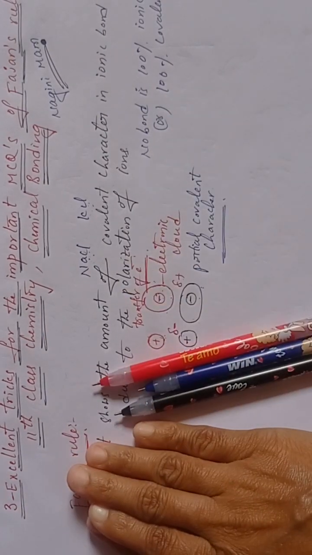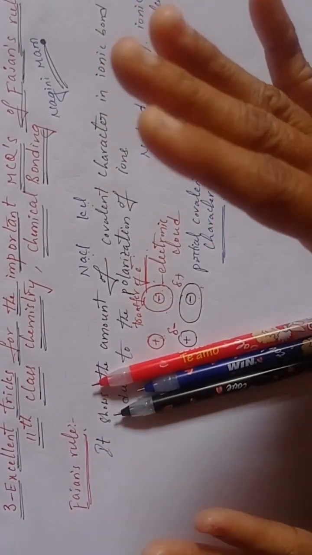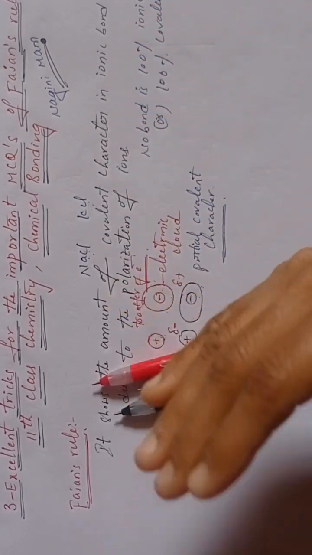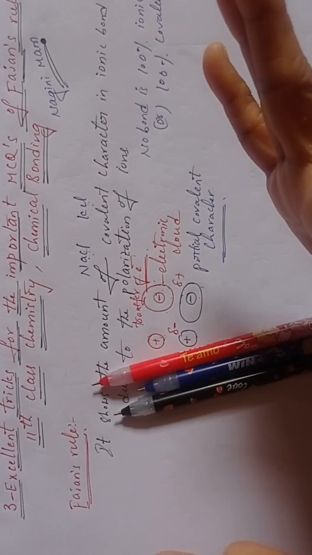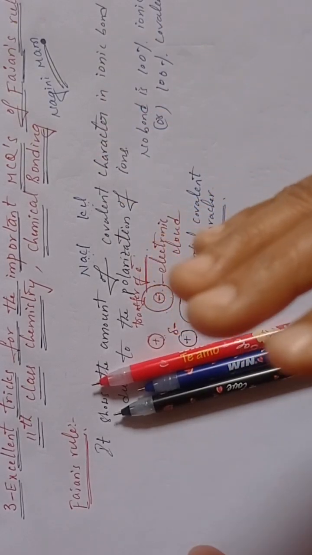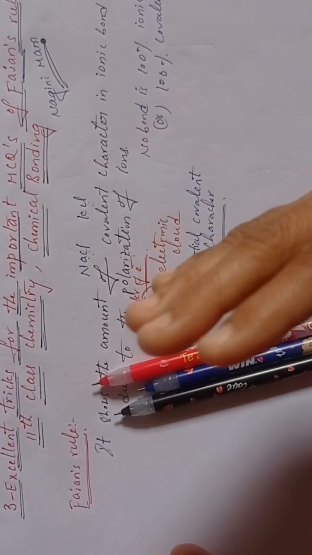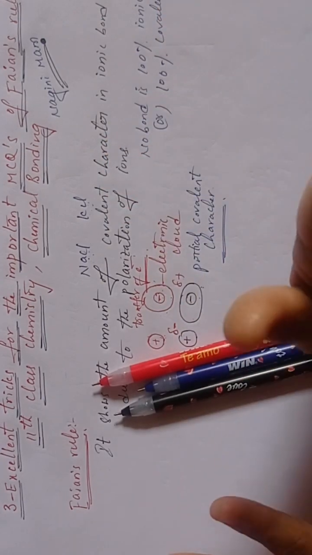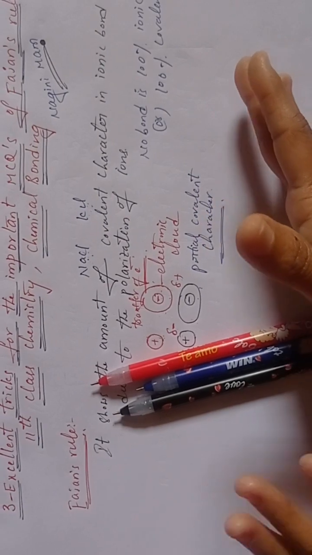Fajan's rule is a qualitative property. It is not a quantitative property. That means it cannot explain how much percentage of covalent and ionic character. It only says more covalent, less ionic character; more ionic, less covalent character. That much only.